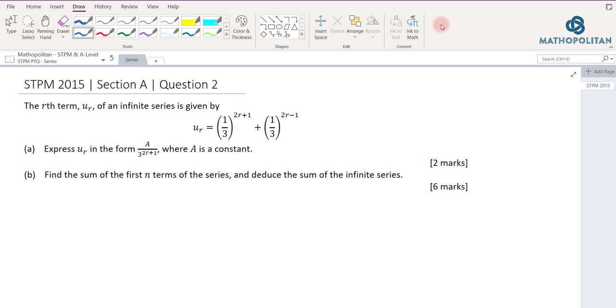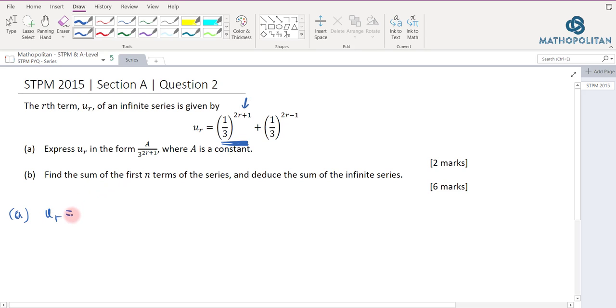Question A is: express the rth term in the form of A over 3 to the power of 2r plus 1, where A is a constant. And B: find the sum of the first n terms of the series and deduce the sum of the infinite series. For part A, we will first factorize the 1/3 from the rth term. Since we need the form A over 3 power 2r plus 1, we will factorize the term that has 2r plus 1.